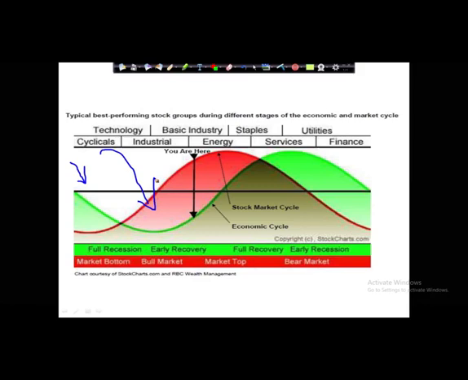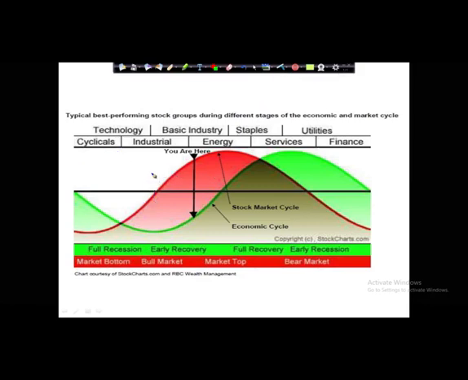Stock market and economy are both different. Stock market is a leading indicator of the economy, at least 2 to 3 months before, informing what is going to happen in this market. All right, this is the most important chart.